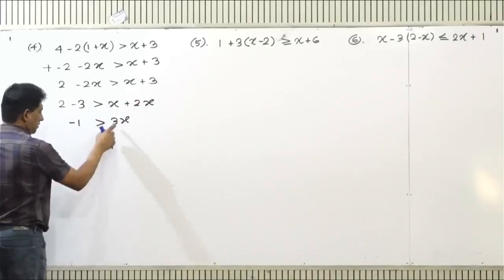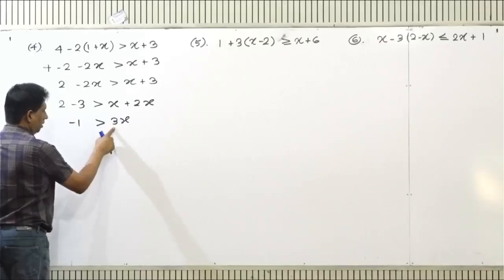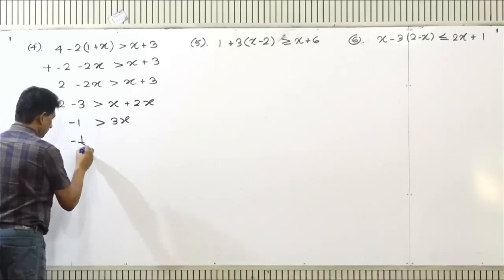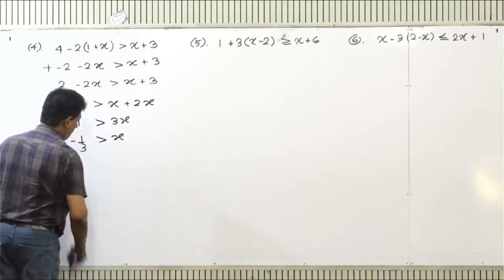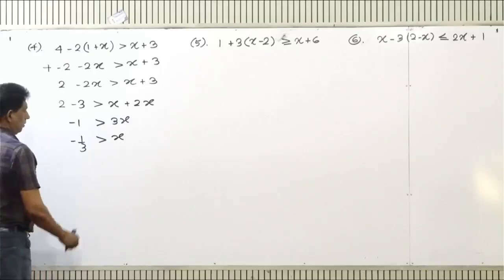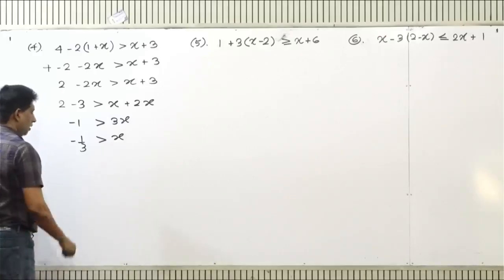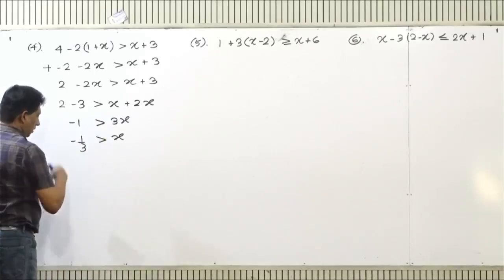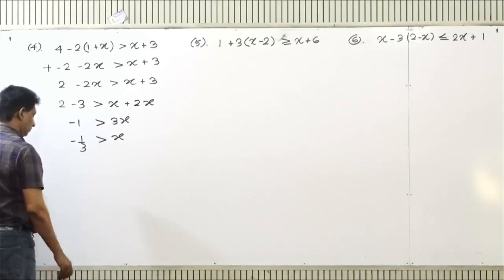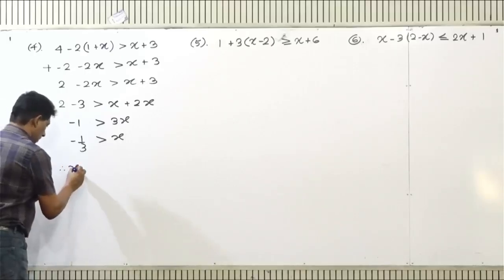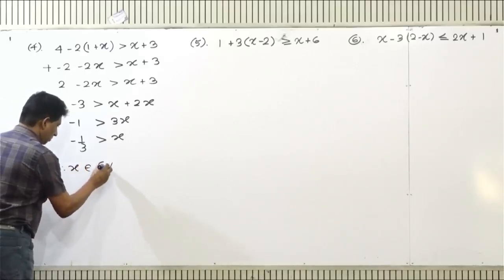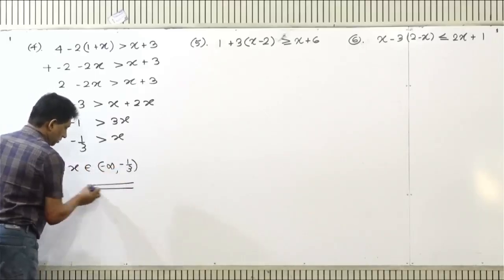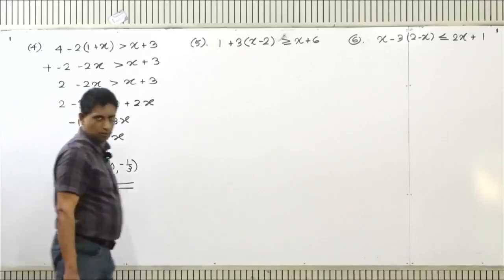To subject x we have to remove this positive 3. For that we have to divide both sides by 3. Now we have subjected x. The meaning of that one, x can take any value less than minus 1 upon 3. So we can write this answer: minus infinity comma minus 1 over 3. This is the solution set.